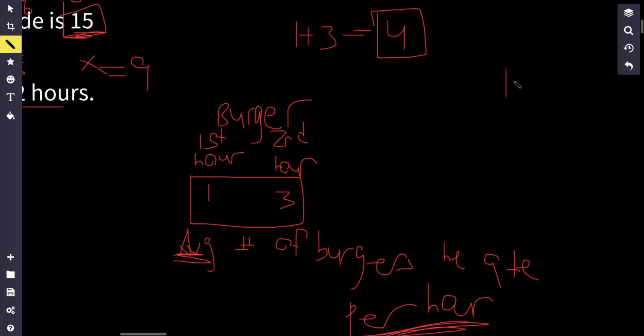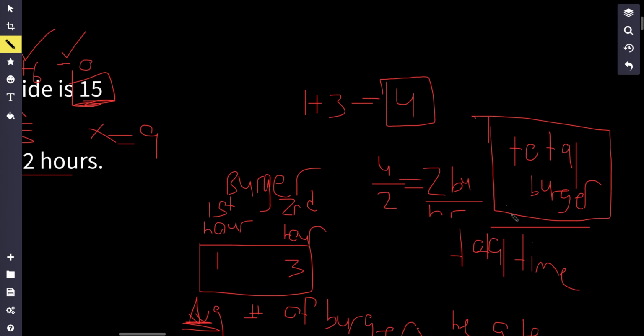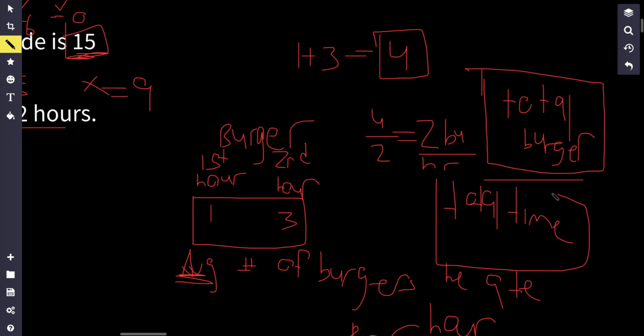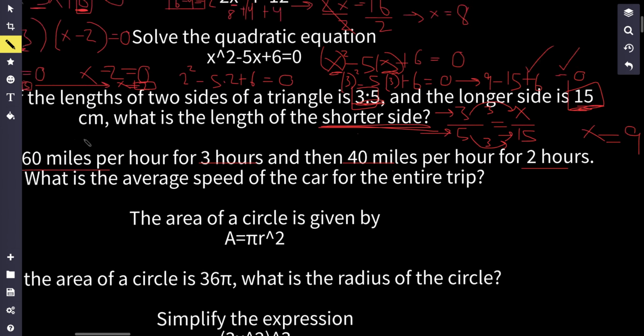So total amount of burgers, and we're going to divide it by the total amount of time. So the total amount of time that's passed. So in this case, the total amount of time that's passed is going to be 2 hours, right? First hour, second hour. So that means on average, he ate 2 burgers per hour. So you take the total amount of, in this case, burgers, and you divide it by the total amount of time. Let's apply it to this problem.